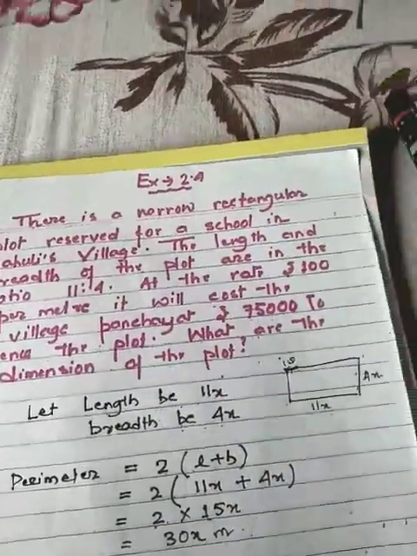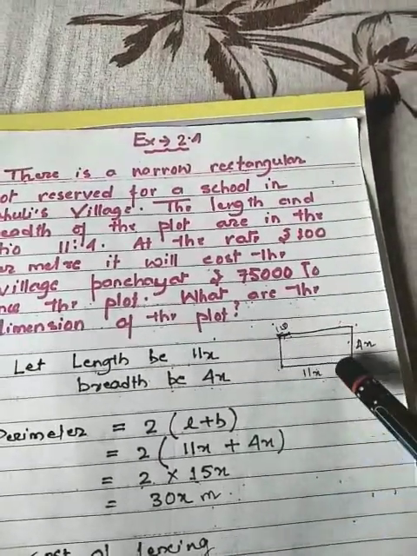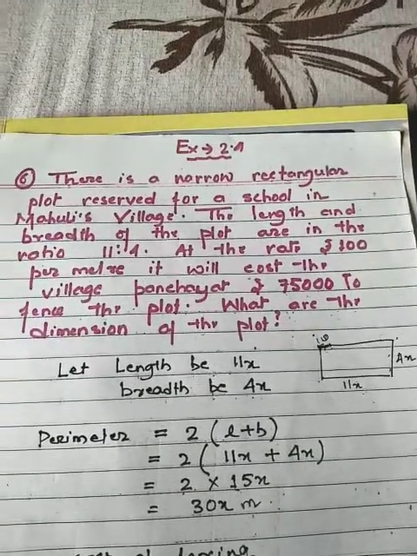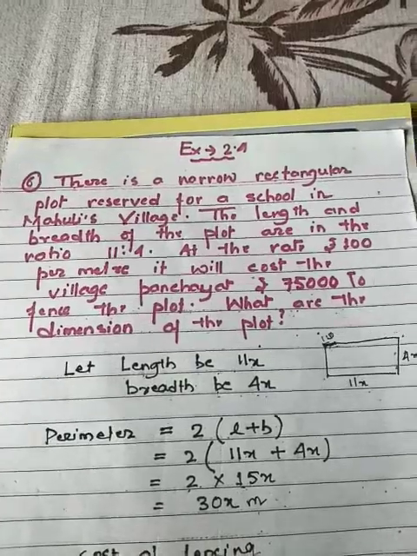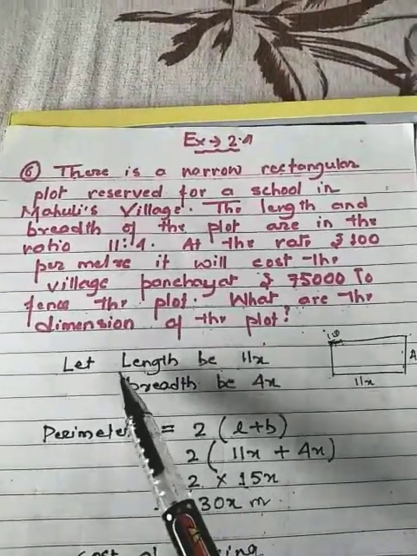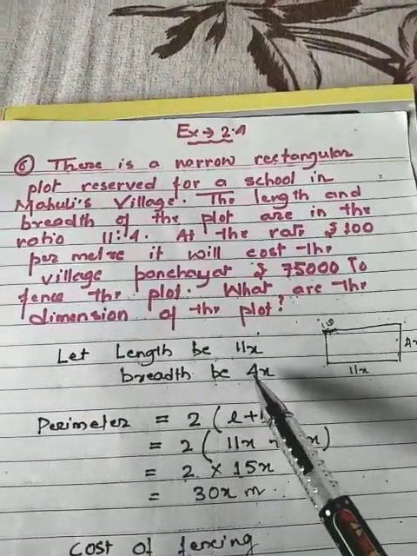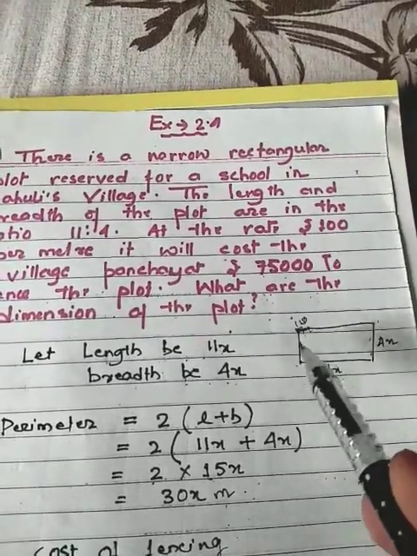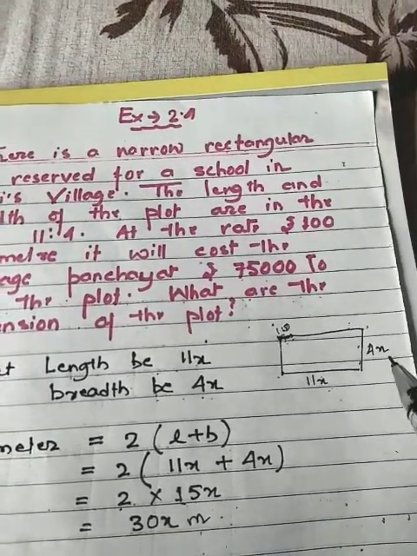So there is a village where there is a rectangular plot for a school. So let the rectangular plot be like this. Now the length and the breadth of the plot are in the ratio 11 is to 4. Now because the dimensions, that is the length and breadth, are given in ratio form, the first thing that I have done is let length be 11x and breadth be 4x. So if this is a rectangular plot of a school, then length is 11x and breadth is 4x.